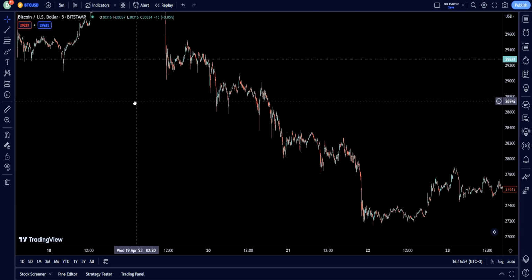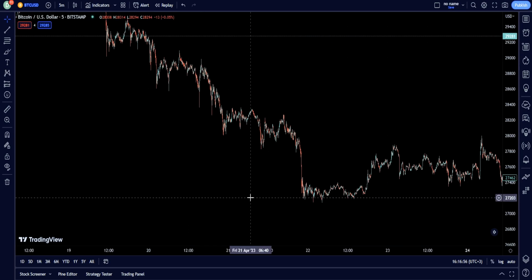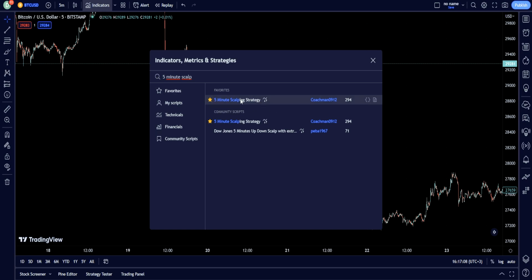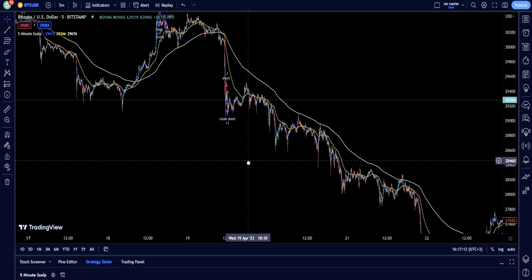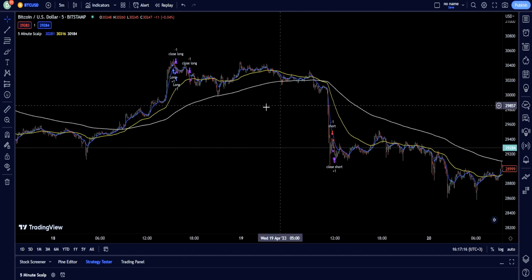We will make our trades on TradingView. And the indicators are completely free. The name of our first indicator is 5-minute scalping strategy.